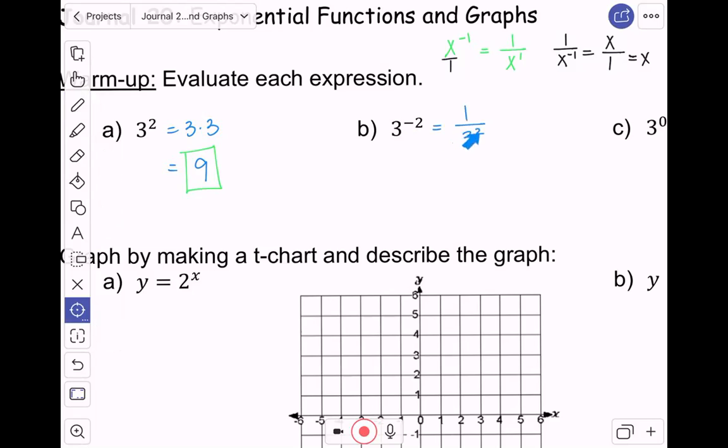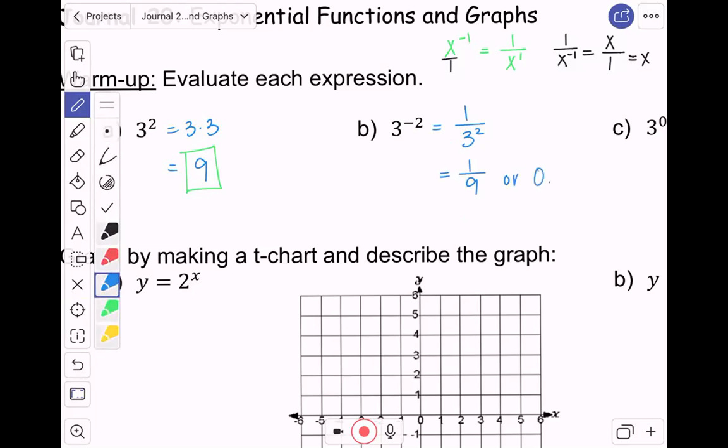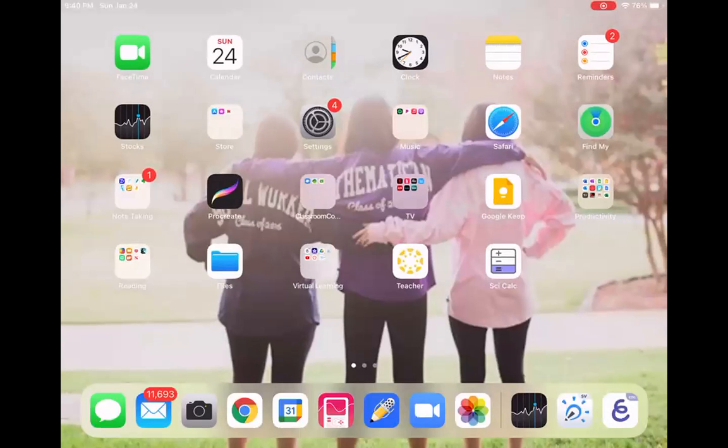Now this 3 to the second power is in the denominator, and so now it can be a positive exponent. But 3 squared in general is 9. So this is 1 over 9, or if you put this in the calculator, 1 divided by 9 is 0.11, I believe, if you carry it to 2 decimal places. So actually, let's do 3 just in case. So it'd be 0.111. Let's double check with the calculator.